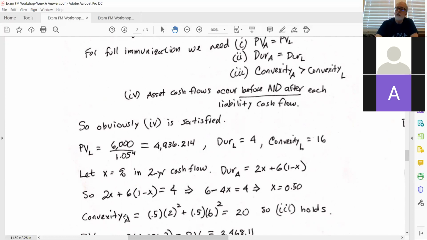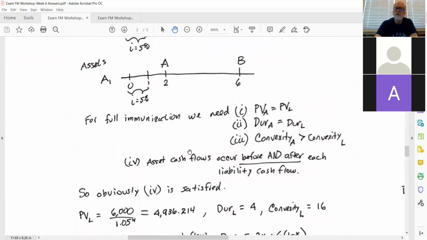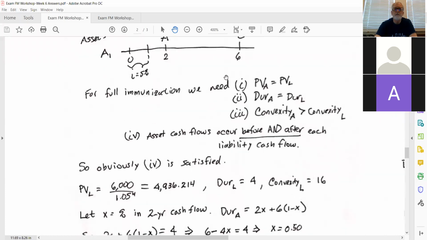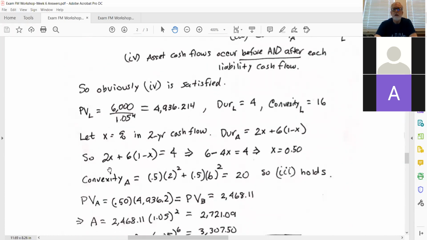So we got to calculate the convexity. And again, since these are bullet one-time payments, the convexity of this cash flow is 4. The convexity of this one is 36. It's just the time squared. So the convexity of the assets, since it's 50-50, it's 50% times 4 plus 50% of 36. It's 20. So the convexity of the assets is greater than the convexity of the liabilities.